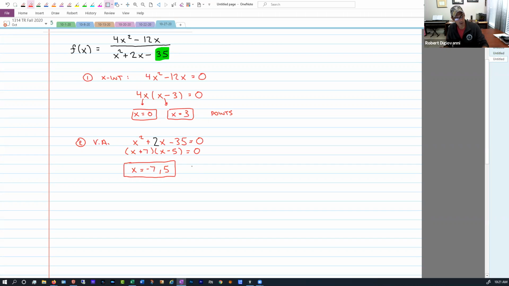Now, these are your vertical barriers, right? Vertical barriers. So if you think about it, this is going to be tough. We have two x-intercepts, we have two vertical barriers. This is looking pretty complicated.